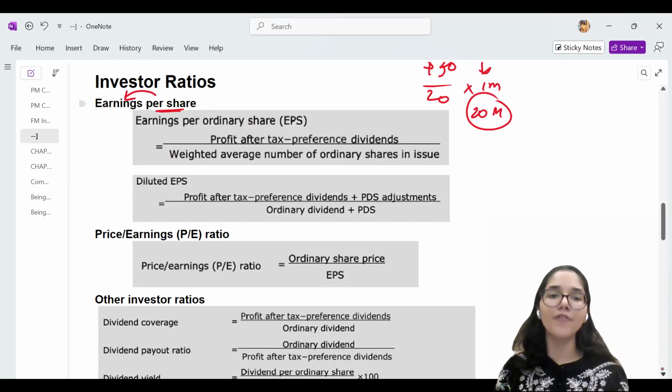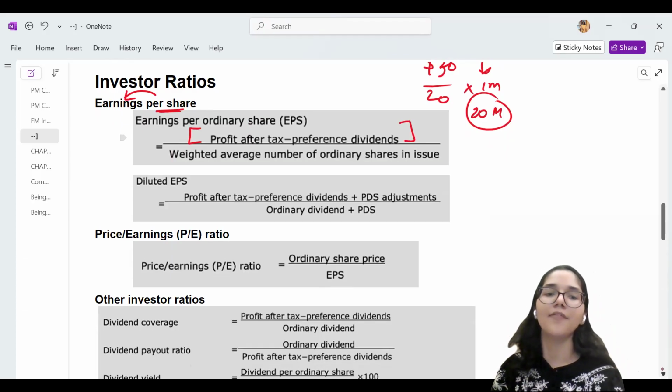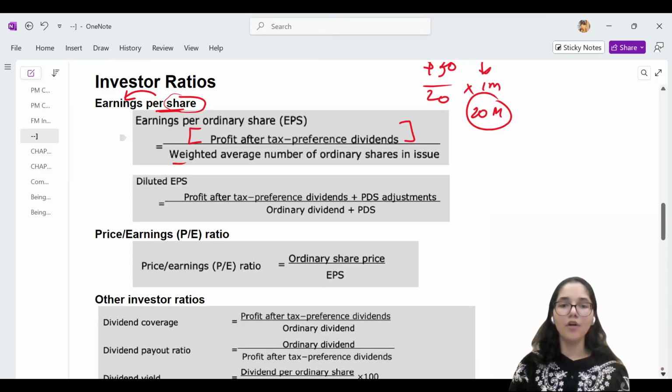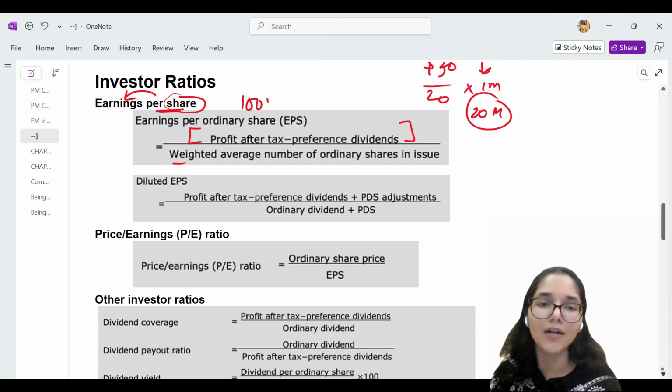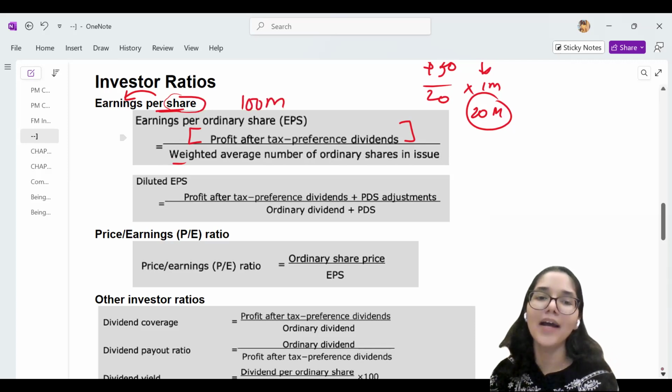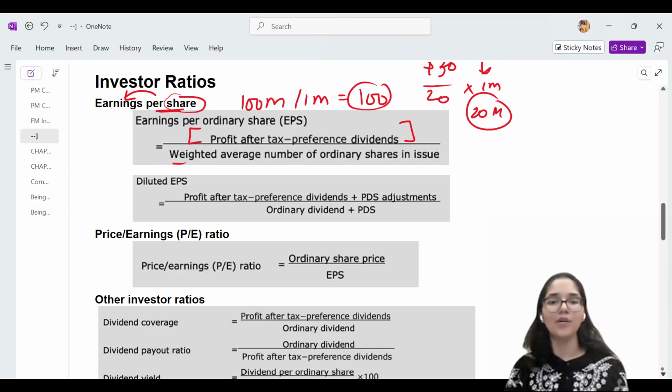Here we are measuring how many earnings the investor has actually earned per share. What is the profit? The profit that is left for the shareholders divided by the number of shares. Because I want to find per share profit, I will divide it by the number of shares. Let's suppose the total profit which the business has generated is $100 million and the company has 1 million shares in issue. That will mean that on every share we have earned a profit of $100.